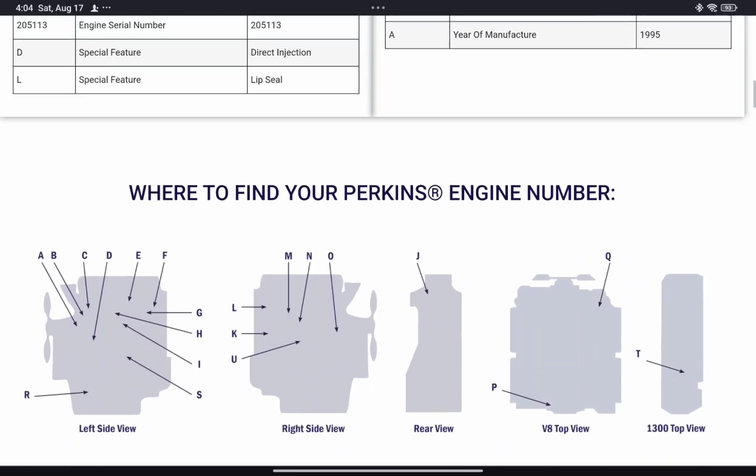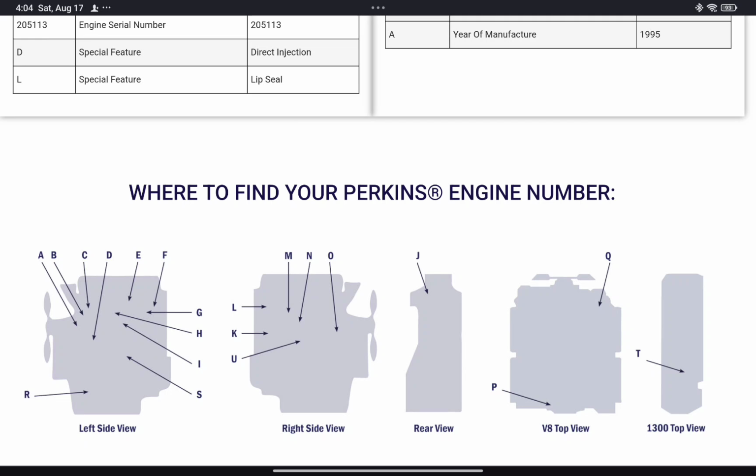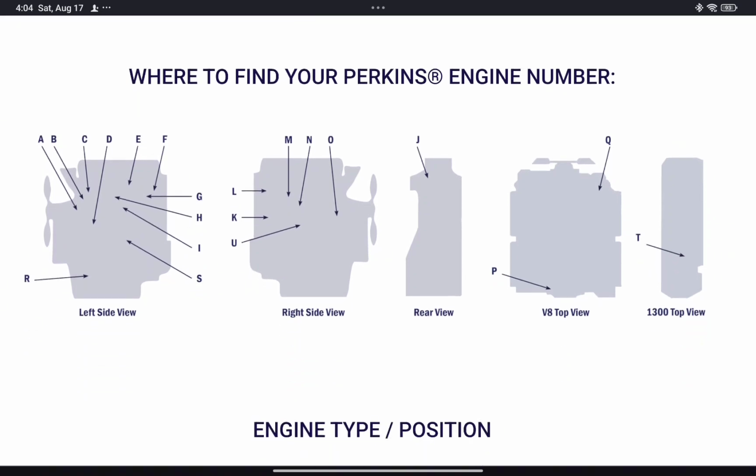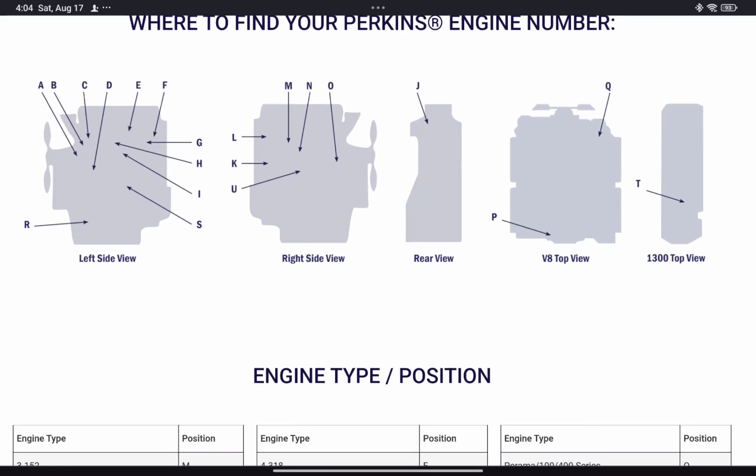As you can see here, these are the kinds of Perkins numbers, which you can find on the left side, the right side, or in the top view of your engine. For example, this one we have the 13,000s, and it is located on the top view of the engine, so that is where it is located.